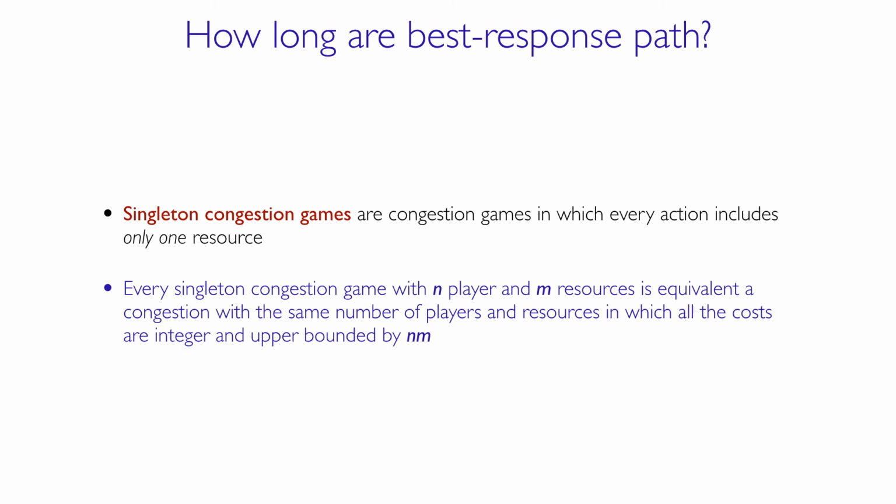At first, we can show that given a congestion game with n players and m resources, we can always produce an equivalent game in which the costs are upper bounded by n multiplied by m. With equivalence, we mean that the space of the pure strategy Nash equilibria is the same. The intuition here is that we can change the cost of the resources, preserving the preferences of the players over the use of the resources.